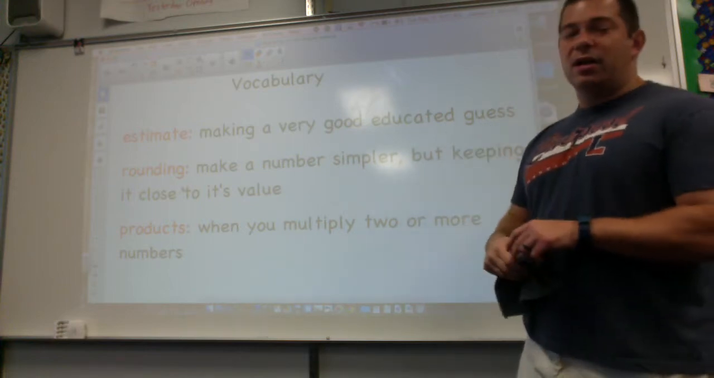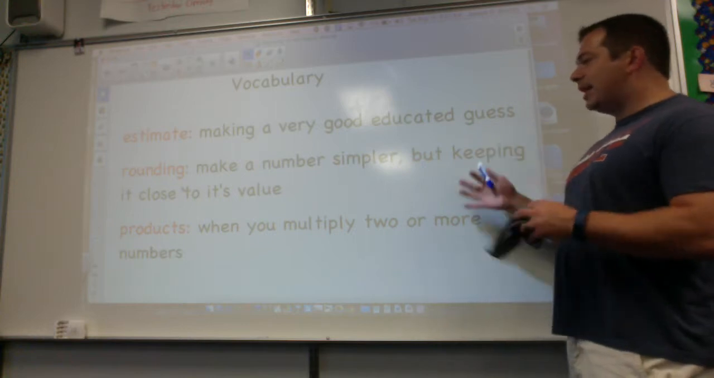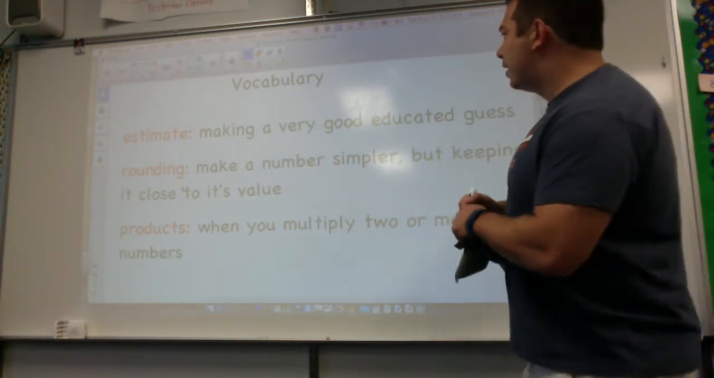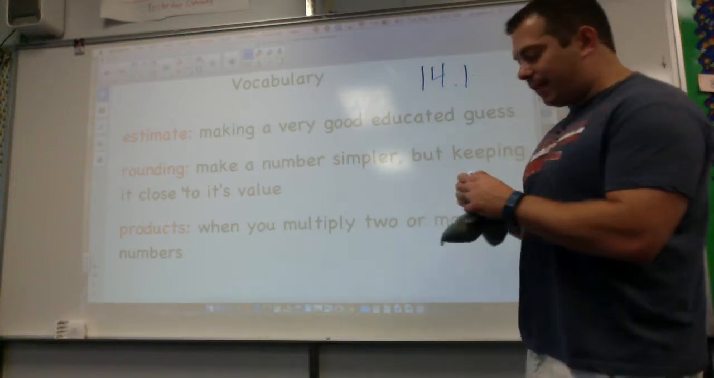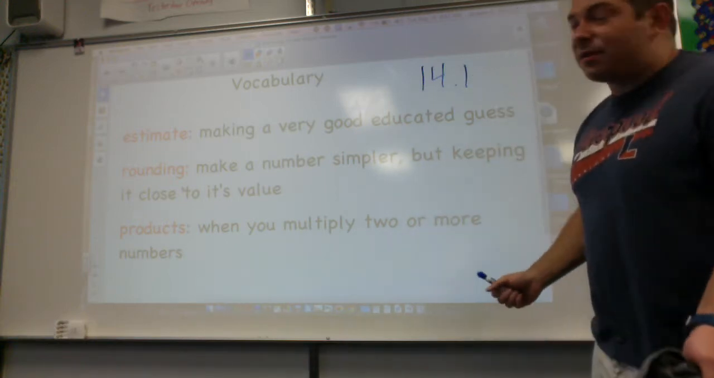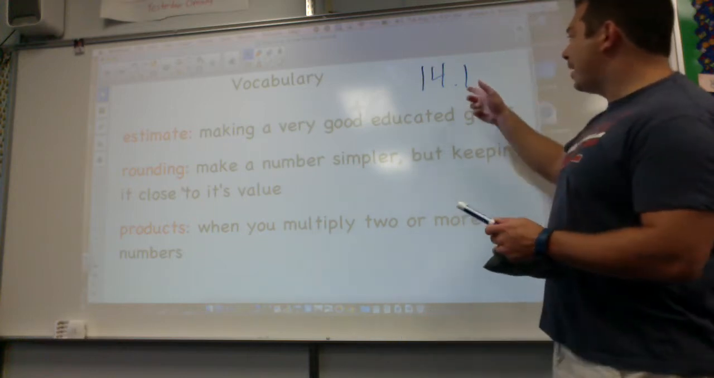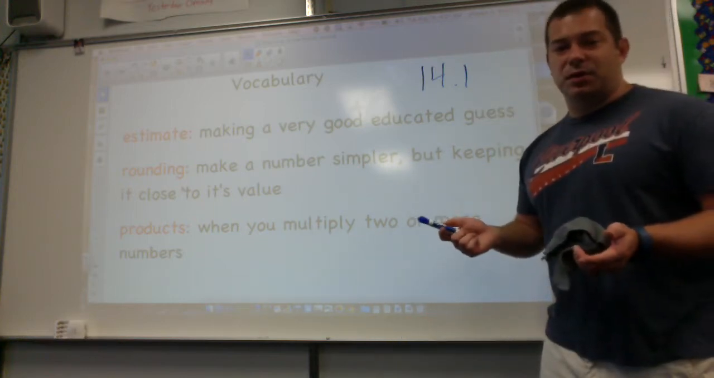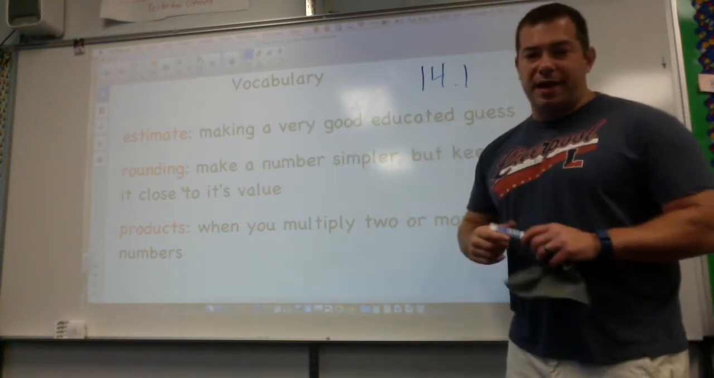How do we do that? We do that by rounding. We make a number simpler, but keeping it close to its value. All right, so if I'm going to round the number 14 and 1/10 to the nearest whole number, it's going to be 14. All right, I'm not going to round that to 10 if I'm going to go nearest whole number. So I make it simpler, but keep it close to its value.